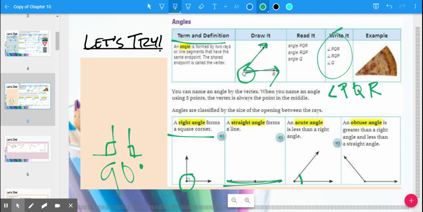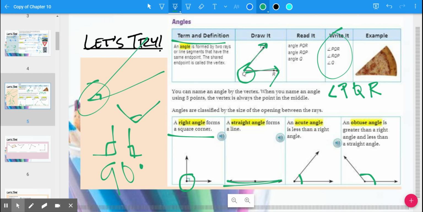An obtuse angle is a nice big angle. You notice there, the angle part is wide. It doesn't matter. I can have a really big acute angle. I'm only looking at the angle. And I can have a really tiny obtuse angle. That's a bad one. Let's try that one again. But that is obtuse because it is bigger than 90.